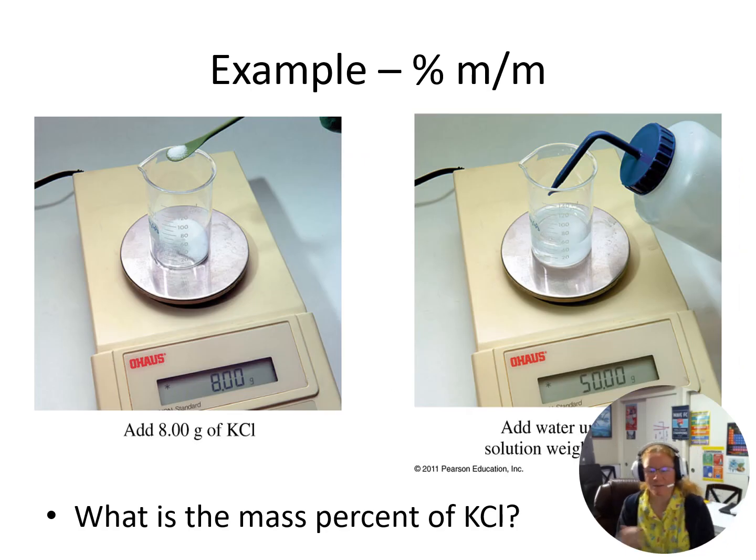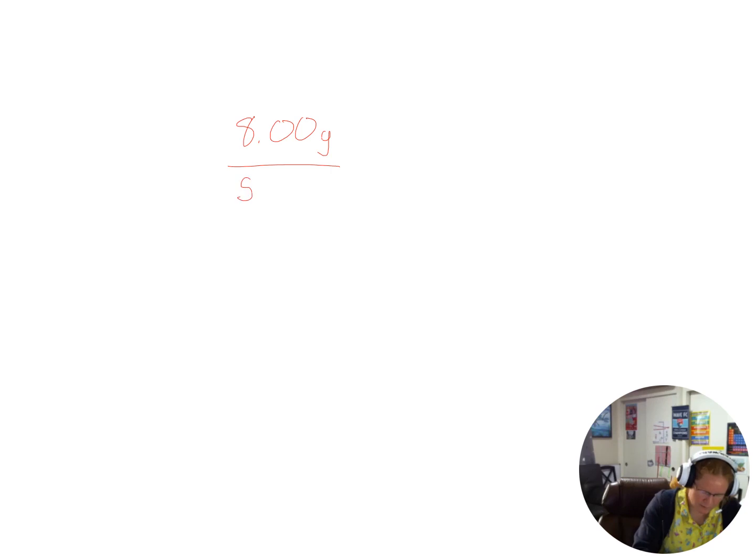So our first example, we're going to start off relatively simple with a mass percent here. On my balance, I've weighed out 8 grams of potassium chloride. I've then just simply added water until I've reached 50 grams. So what's our mass percent of potassium chloride? All right, so the mass of our part is our 8 grams. We did this directly on the balance till we got to 50 grams, so we already know the mass of our total solution. And then we multiply that by 100. And what we end up with is 16% potassium chloride.